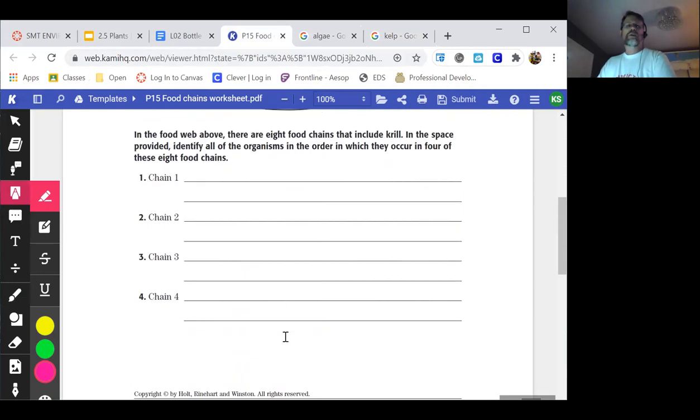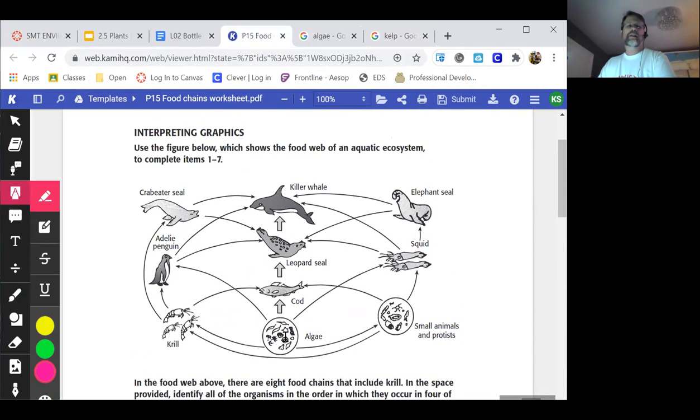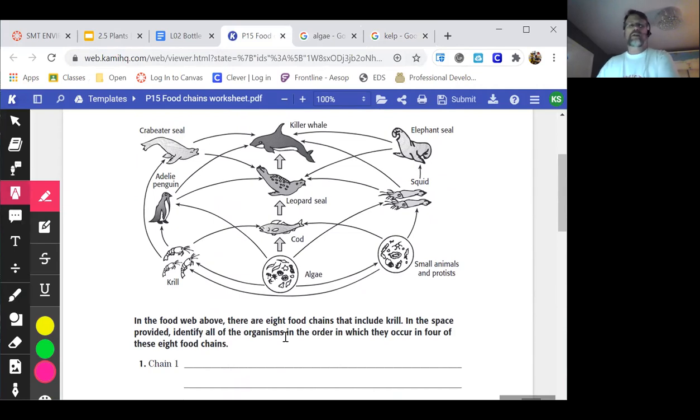Okay, so they're asking for at least 4 chains. They say there's 8. I feel like there's a lot more than 8 chains here. One chain could just be algae, squid, killer whale. That's a complete chain. 1, 2, 3. We've gotten from the primary producer to the apex predator.